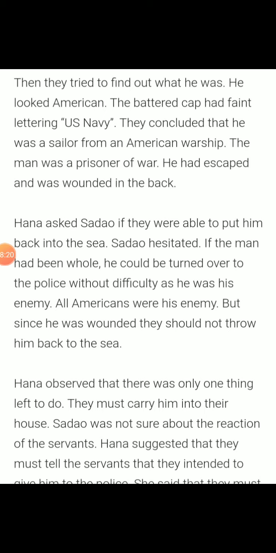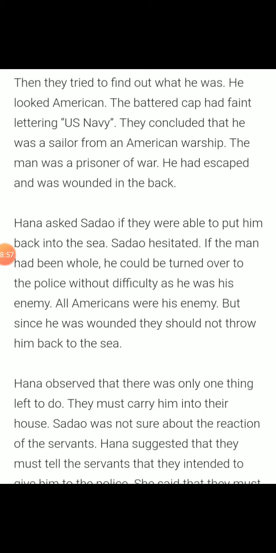Hana asked Sadao if they were able to put him back into the sea. Sadao hesitated. This hesitation itself showed us that it was the humanity in him that was getting over the patriotism. If the man had been whole, he could be turned over to the police. Whole means if he would have been conscious, without any difficulty, as he was the enemy. All the Americans were his enemy. But since he was wounded, they should not throw him back into the sea. So the doctor got the better of this patriot.